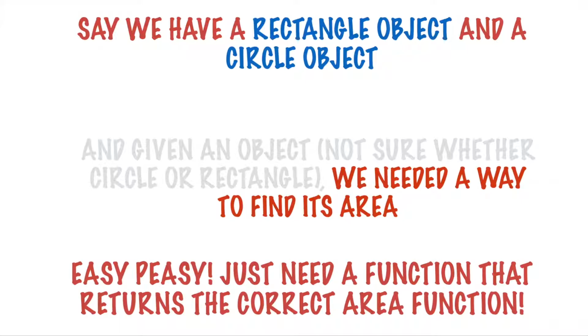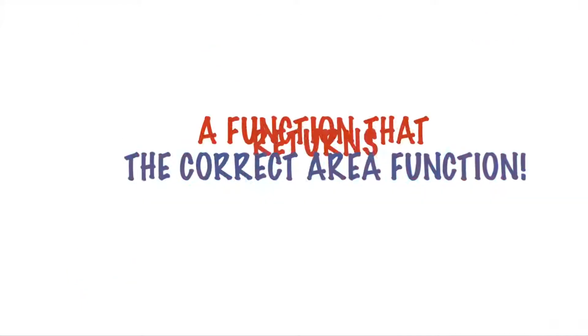You can do this very easily in JavaScript by having a function which checks the object to see whether it's a rectangle or a circle and then returns to you the correct area function. If it's a rectangle, it will return the area function which will calculate the area of a rectangle. If it's a circle, it will return the correct area function which will calculate the area of a circle. Does that sound interesting? Let's see how this works in code.